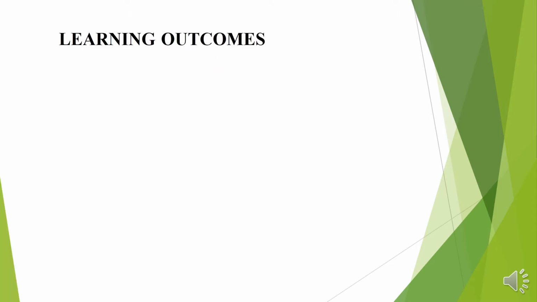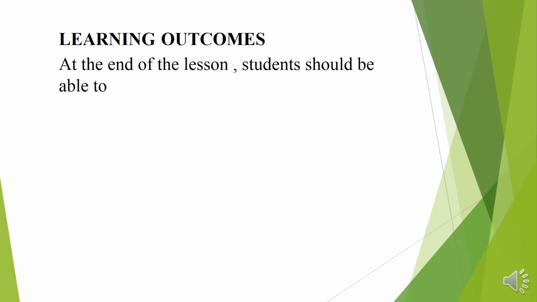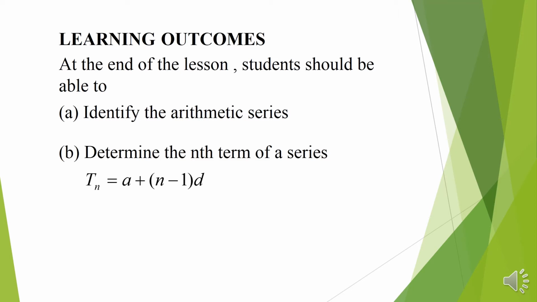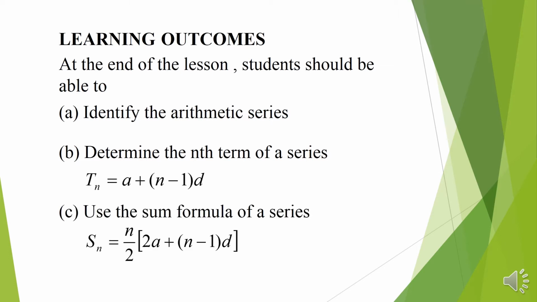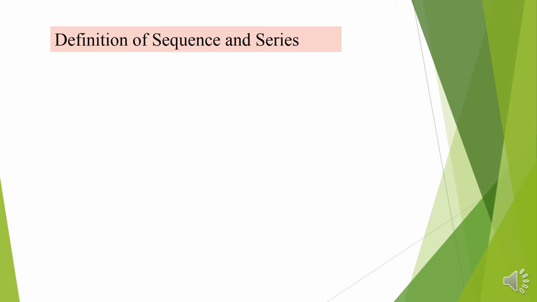Learning outcomes. At the end of the lesson, the student should be able to: A, identify the arithmetic series; B, determine the nth term of a series, Tn equals A plus n minus 1 times D; and C, use the sum formula of a series, Sn equals n over 2 times 2A plus n minus 1 times D.